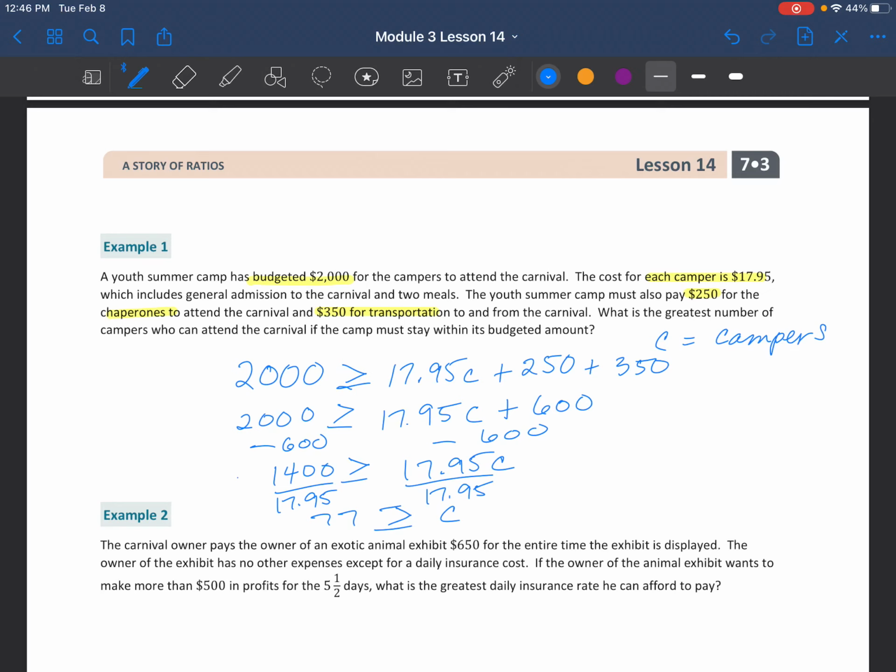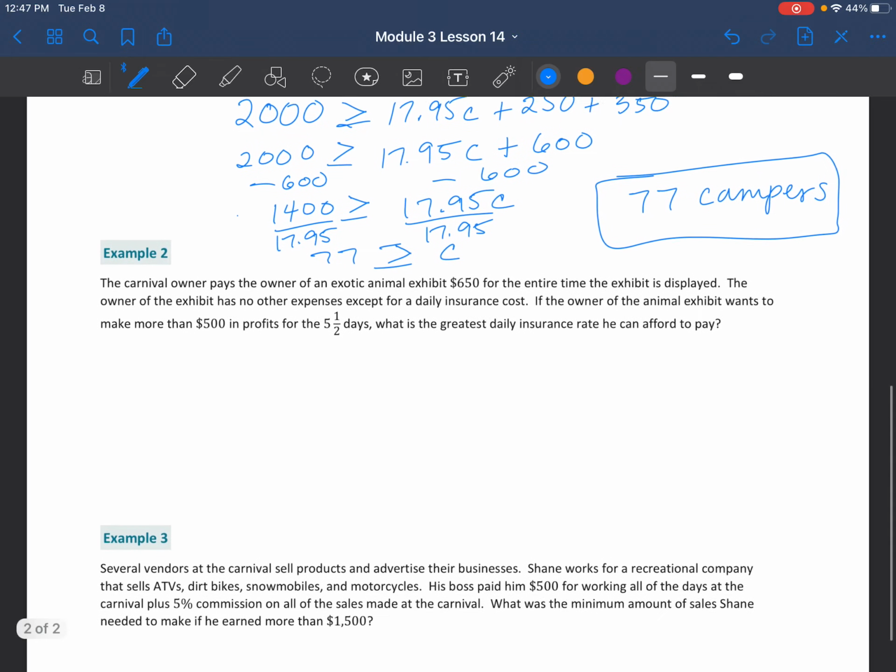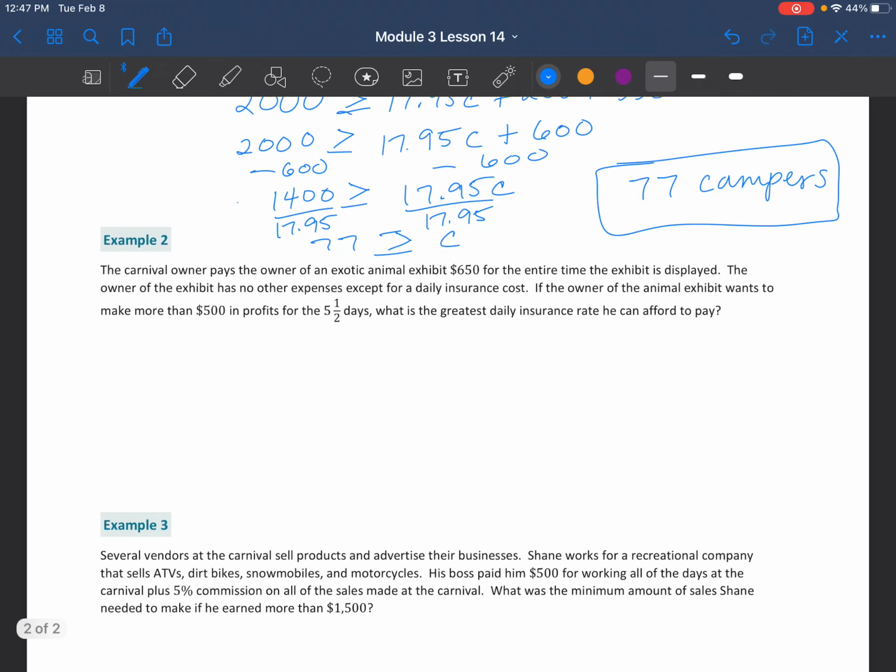What was our number again? So we're going to round that to 77, because you can't have part of a person. If they have 78, they're going to go over that $2,000 budget. So 77 campers is all they can take for the $2,000 budget.